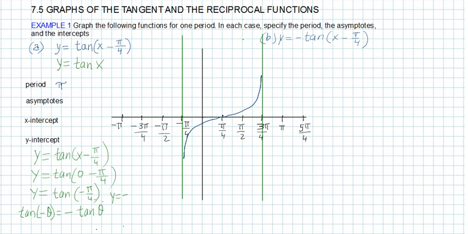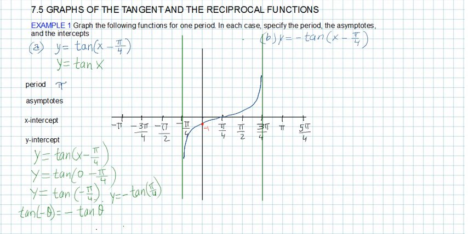So that means y equals negative tangent of pi over 4. And I happen to know that the tangent of pi over 4 is 1, so it makes it negative 1. So right here we would have a negative 1. Okay, so I got my intercepts, my asymptotes for the translated function right here.